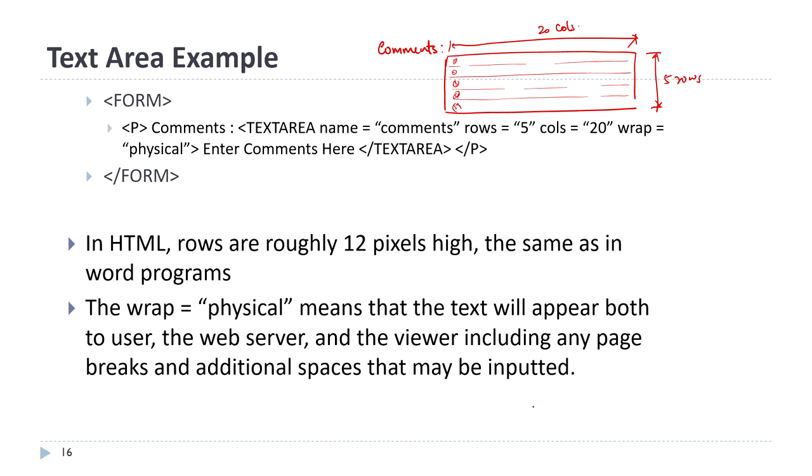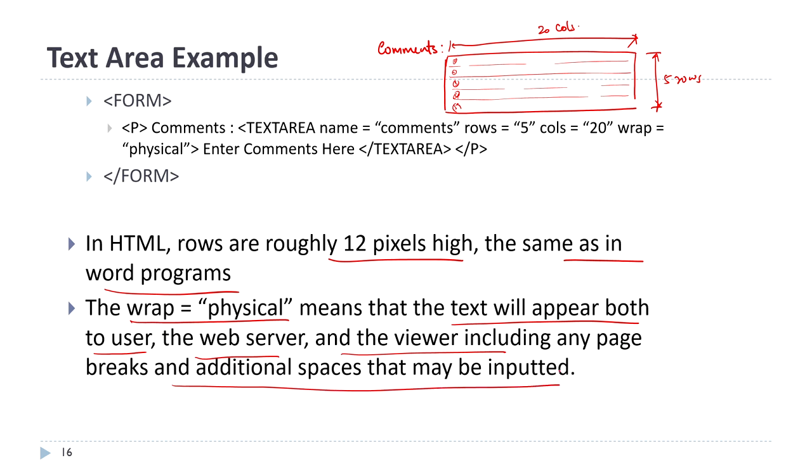And in HTML, remember, rows are roughly 12 pixels high, the same as in the case of word programs. Approximately a 12 pixel font is what is being used. The wrap physical means that the text will appear both to the user and the web server and the viewer, including any page breaks and additional spaces. So when you pull that data from the database table and display it to the user, the physical one will show it as wrapped, but the virtual one, when you display it back, won't show the wrapping.